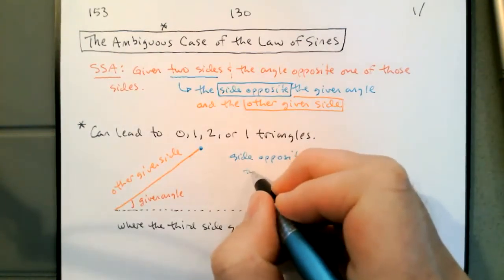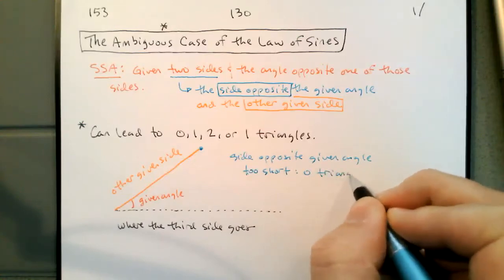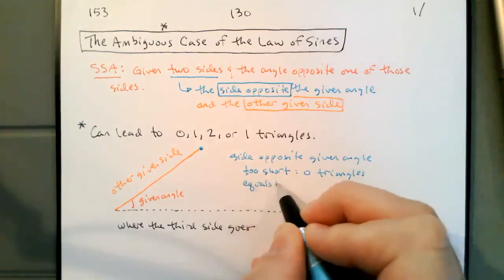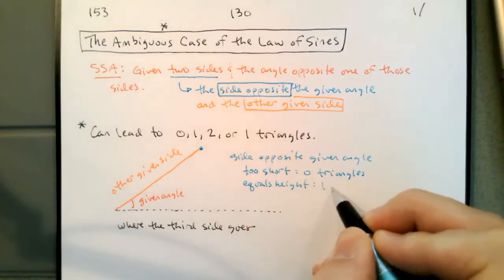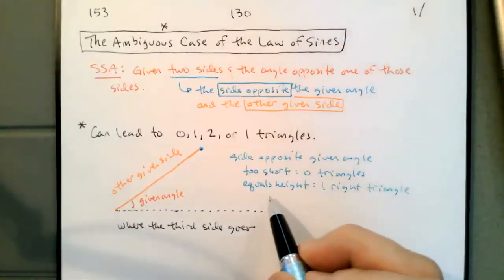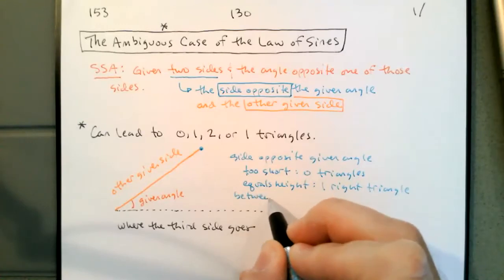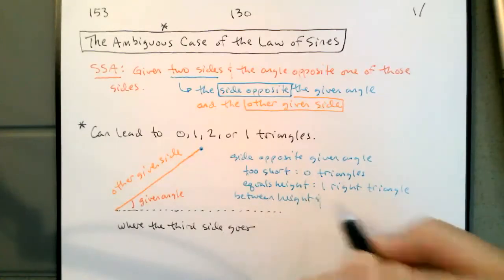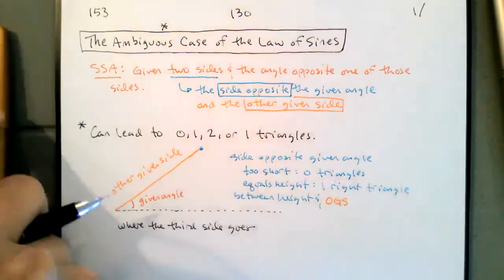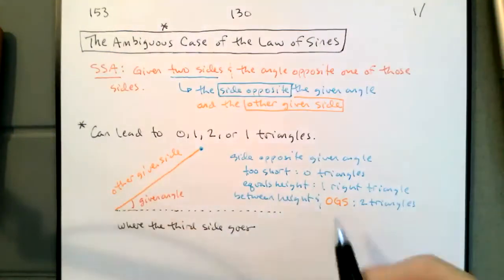So if it's too short, we get 0 triangles. If it fits just right, if it equals the height, we get exactly 1 right triangle. If it's longer than the height, but shorter than the other given side, between the height and the other given side, we get 2 triangles. And then if it's longer than the other given side, then we get 1 triangle.